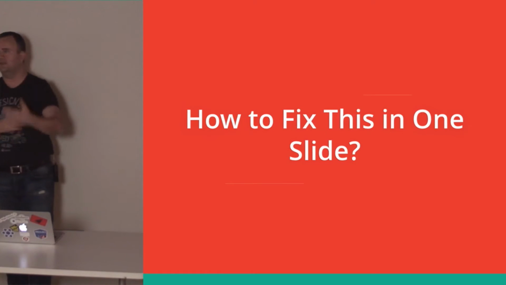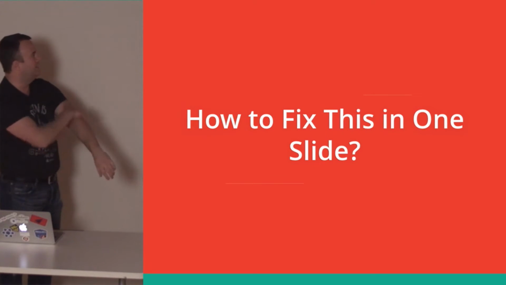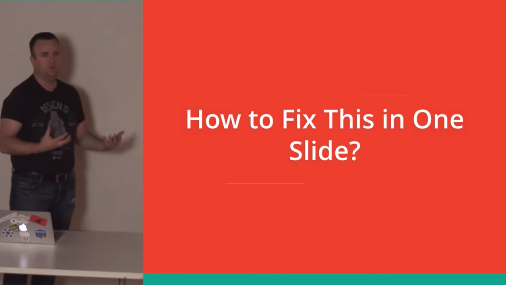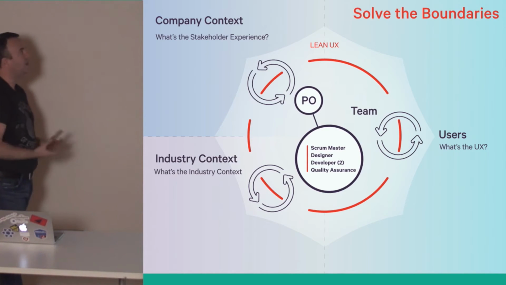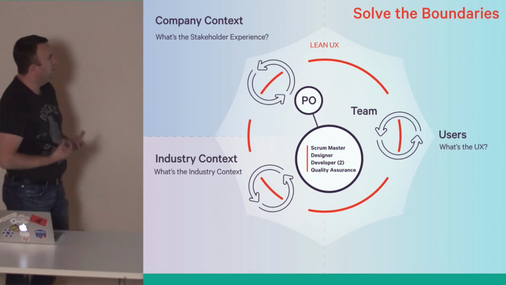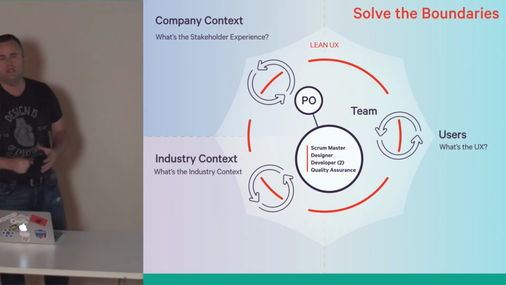And this was getting back to the title, because you're probably wondering, that title was something about Lean UX. And I heard about it at the beginning a bit, but how do we fix this in one slide? So you want to solve for the boundaries, because what normally happens is you have a team in a context and you adapt the team to a context.